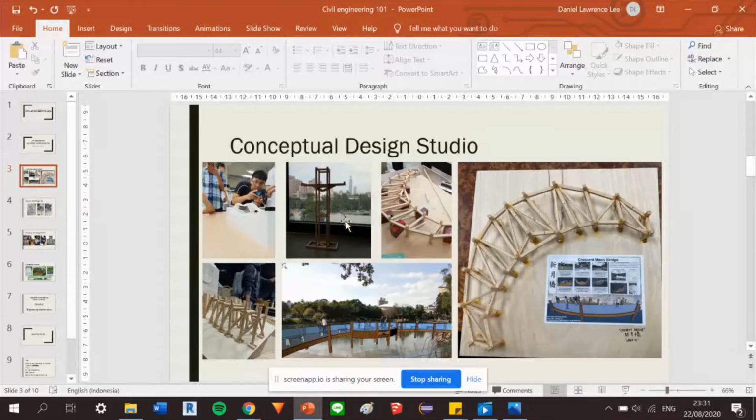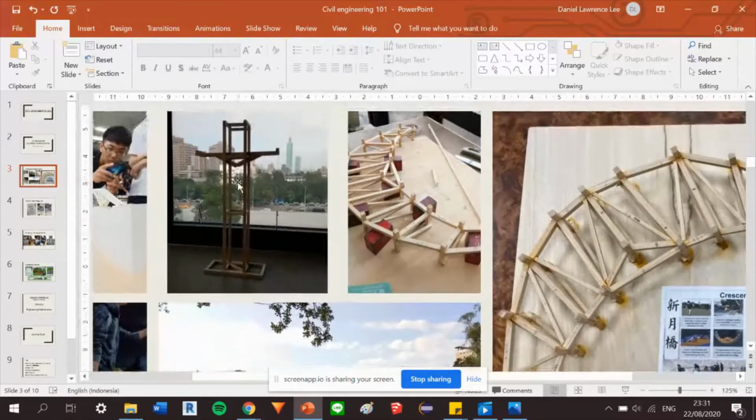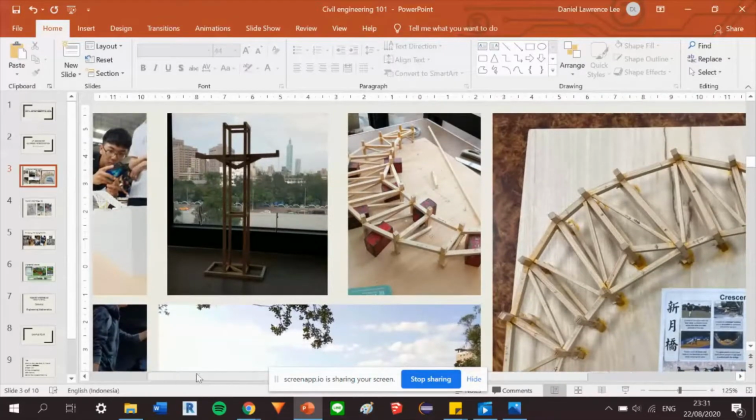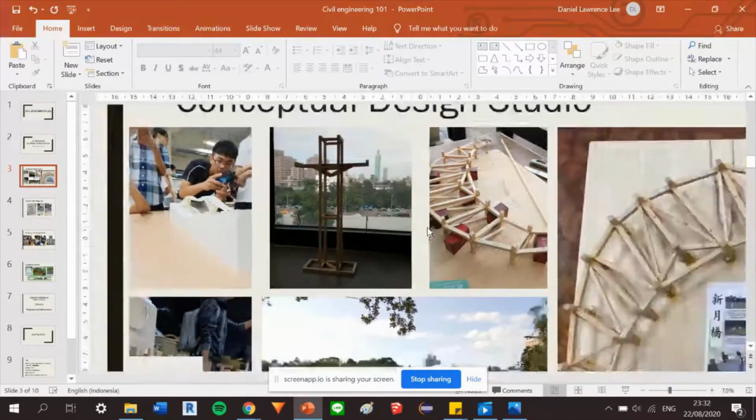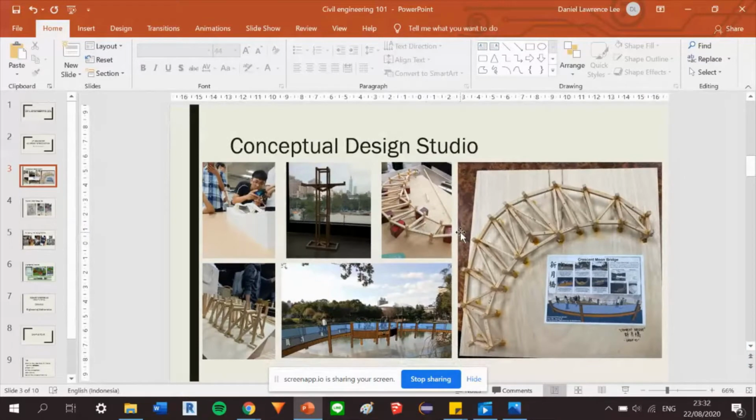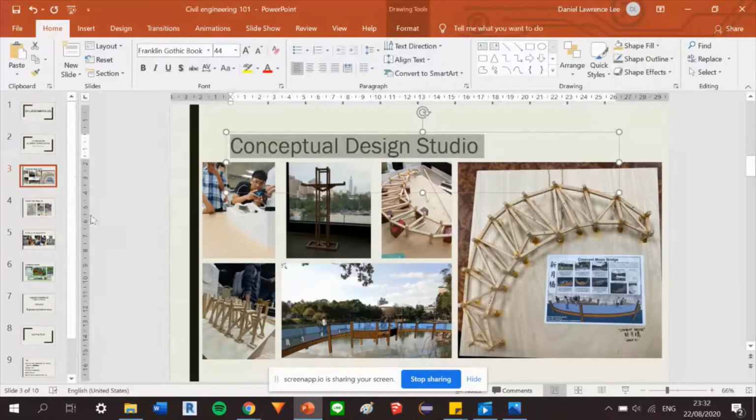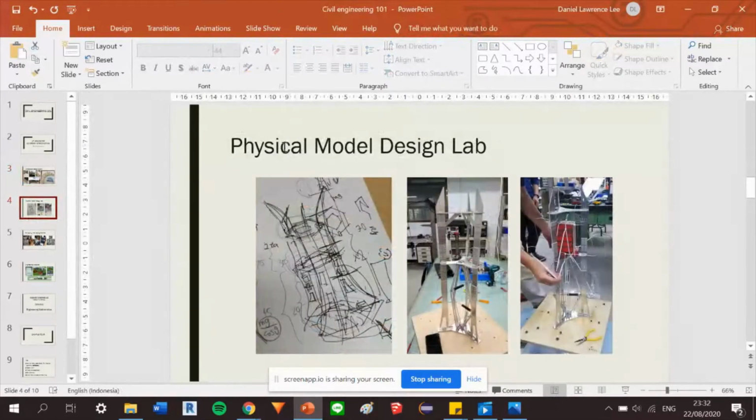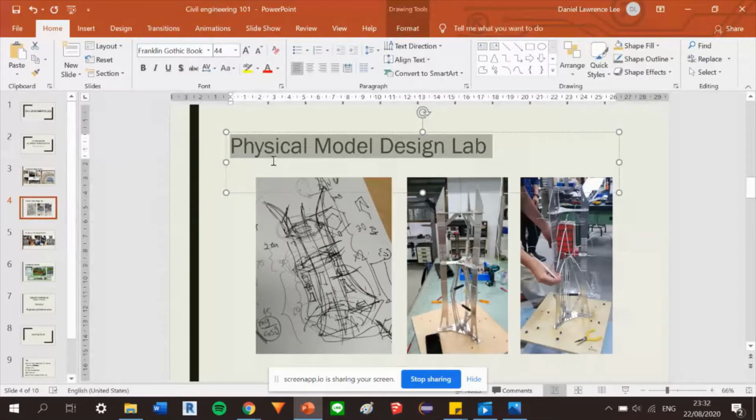Besides that, you will also be making a crane like this and also a smaller version of a bridge. But yeah, every year there's always something new to make. So it depends. And this is in the first semester. And then in the second semester, you will learn about Physical Model Design Lab. It's basically similar, but this time you're going to make things with aluminum.